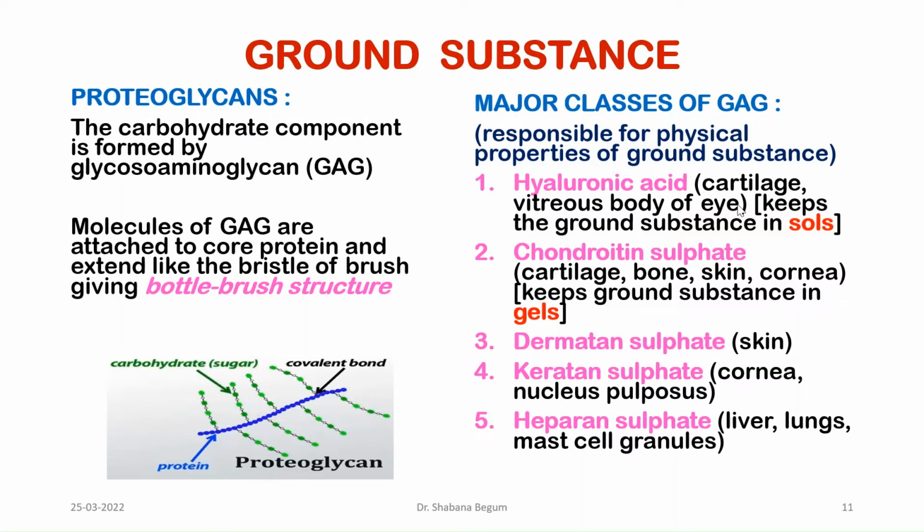Hyaluronic acid keeps the ground substance in sol form, that is, in an almost liquid state. It is present in the cartilage, vitreous body, umbilical cord, etc. The chondroitin sulfate, on the other hand, keeps the ground substance in gel form, or jelly-like consistency, in the cartilage, bone, skin, and cornea. Dermatan sulfate is in the skin, keratan sulfate in the cornea, and the heparan sulfate in the liver.